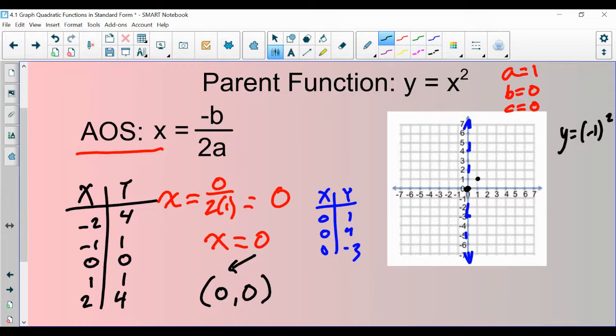I'm going to go ahead and plot the rest of these points. So we have 0, 0, 1, 1, 2, 4, -1, 1, -2, 4. You guys should be able to see that this is taking on a V shape or a U shape, like we described. It should not come to a point like the V-shaped graph. It should be rounded at the bottom. And there we've graphed a quadratic function. Specifically, we've graphed the parent function.